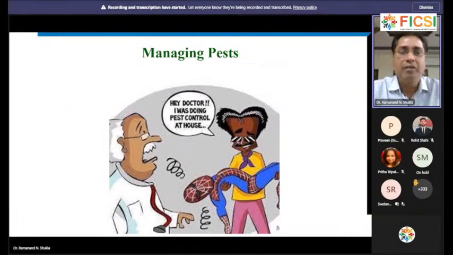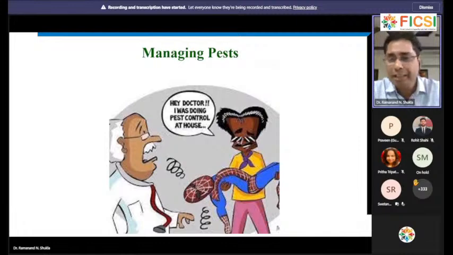And while we manage pests, if we use just chemical pest control, we may end up harming unintended people. As you can see in this image, you spray pesticide, it gets into food or it harms someone. Here in this case, it's Spider-Man. So that is how we can end up doing more harm than actually managing the pests.